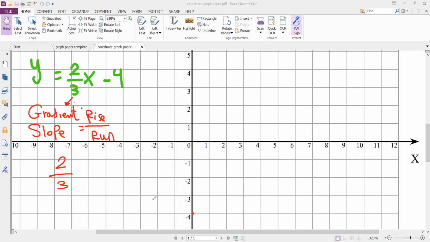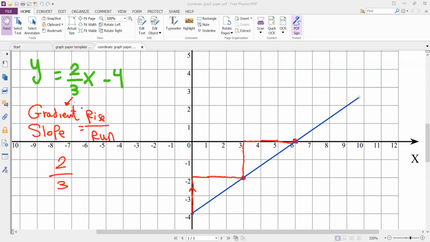So Omar, we can graph this relation by rising 2. Count with me: rise 2, 1, 2, and run 3, 1, 2, 3, and put a point here. Rise 2 again, and run 3, and put a point here. Rise 2 and run 3 again. So don't strain yourself; we can do it easily by using rise over run. Did you get it?